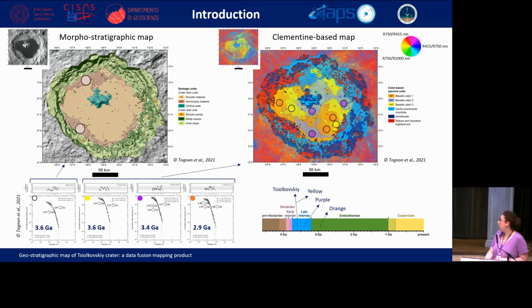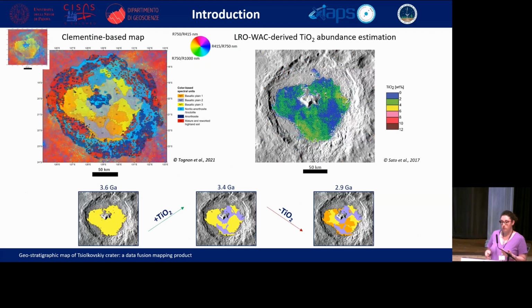In particular, on the basaltic plain, we can distinguish three different color hues that, by means of age determinations, were correlated with three different flooding events occurring over 700 million years. As concerns the compositional differences of these events, both the Clementine color mosaic and the titanium abundance estimation base map show that after the first effusive event, there was a slight increase in titanium content, progressively depleting during the last effusive event.